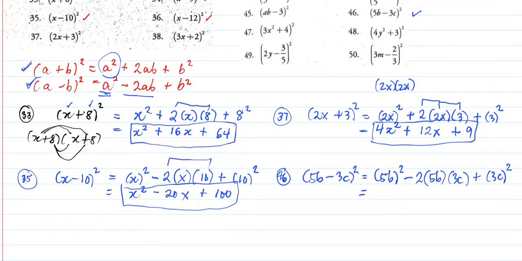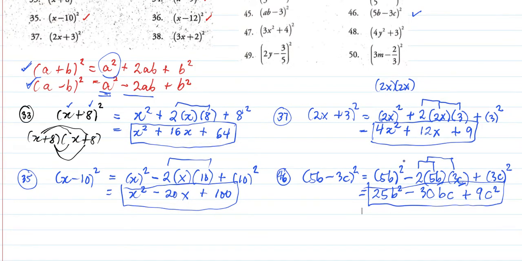Okay, square natin to. So 5 squared, that's 25. And then yung b, magkakaroon siya ng square. And then we will multiply this. 2 times 5, that's 10. 10 times 3, that's 30. Do not forget the minus sign, minus 30, and then BC. Kabit natin yung BC. Plus, square of 3C, square nung 3, that's 9. Square nung C, C squared lang. Yan, C squared. Okay, and finally, wala ka nang pwedeng i-combine dyan. This is your final answer.